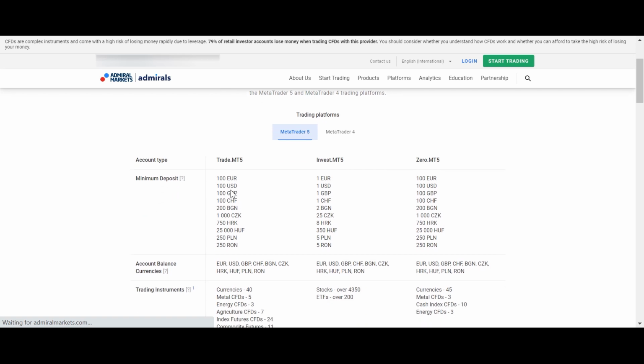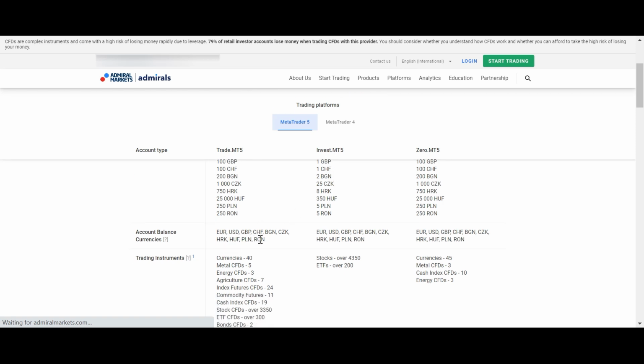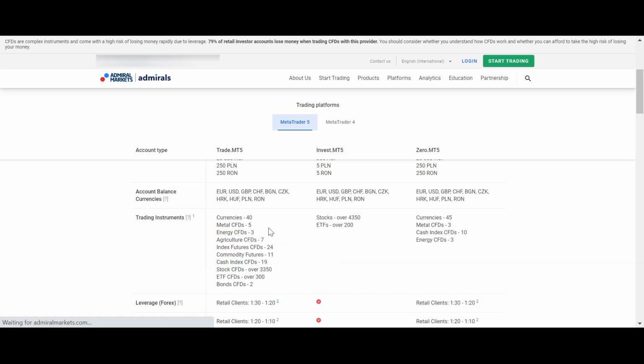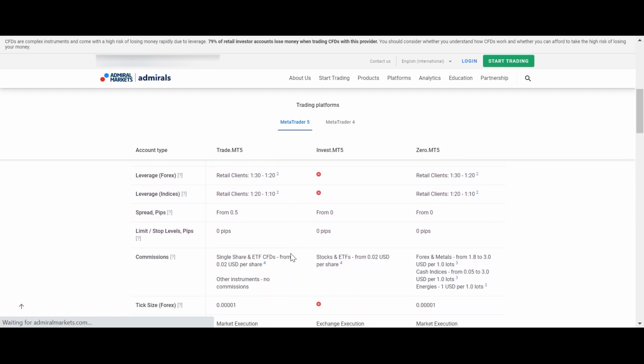You can choose between MetaTrader 4 or MetaTrader 5. The minimum deposit for account activation on Trade and Zero accounts is the same, while for Invest account the minimum amount starts from €1. You can also see available currencies to open an account with us. On Trade account, we have more available trading instruments than on Zero. On Invest MT5 account, you can trade with real stocks and ETFs without leverage. The maximum leverage for retail clients is 1 per 30.